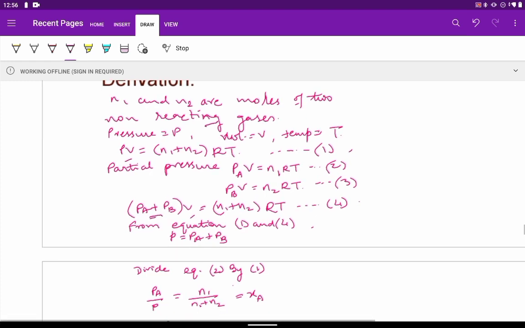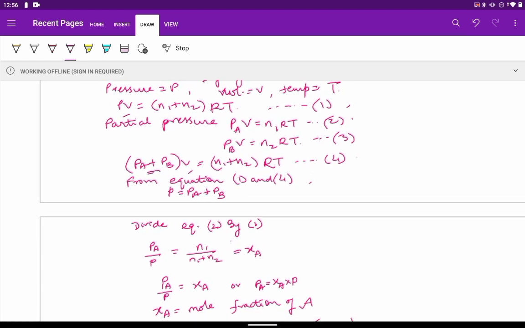And if we divide equation 2 by 1, we get PA by P equal to n1 by (n1 plus n2). Here n1 plus n2 is the total number of moles, so then it is the mole fraction. So n1 by (n1 plus n2) is equal to XA, that is the mole fraction of A. So we can also say that PA by P is equal to XA. By cross multiplying, PA will be equal to XA into P. PA will be equal to the mole fraction of A into the total pressure.